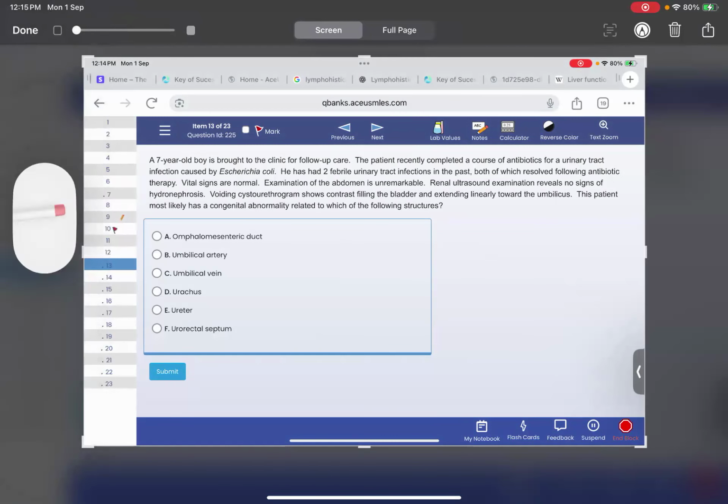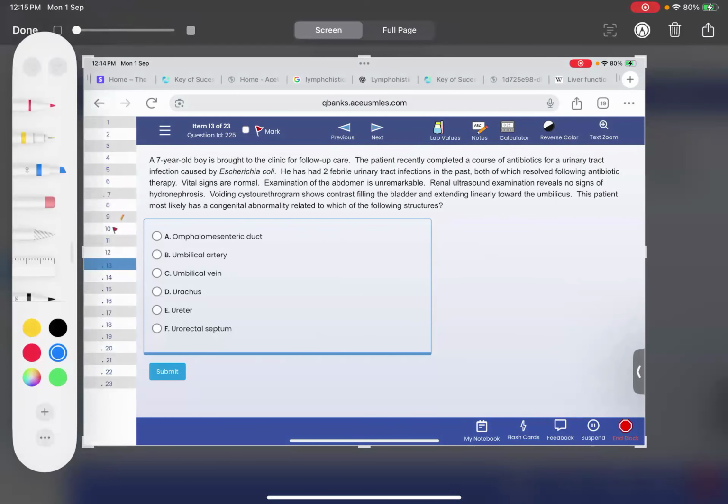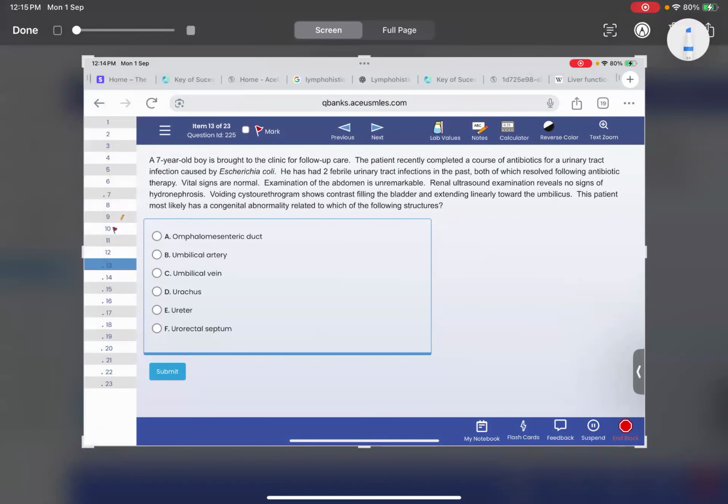So what's the problem here? It's in the urachus. Yeah, right, urachus. So what's the problem here? We have a cystourethrogram. We have filling of the bladder, right? Contrast filling of the bladder and going to the umbilicus.